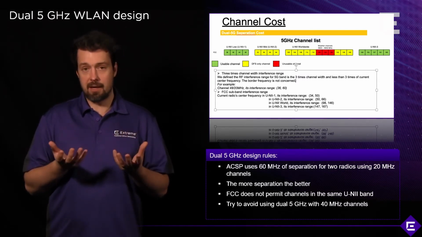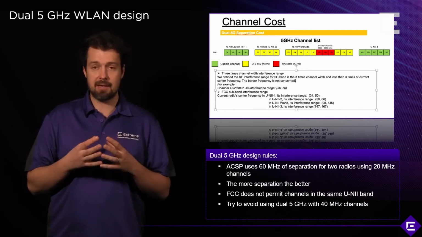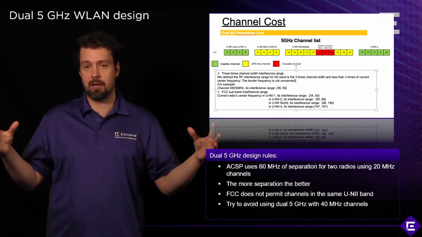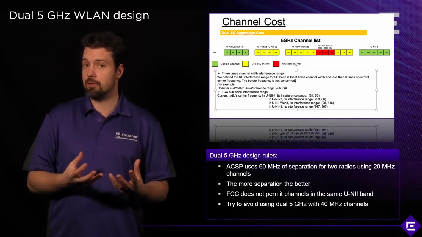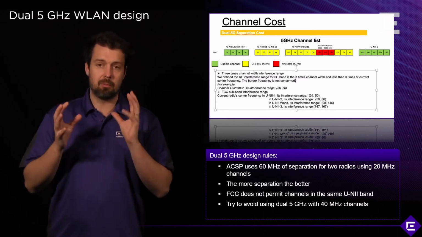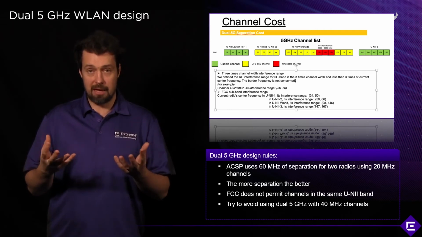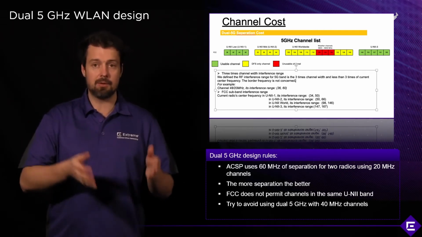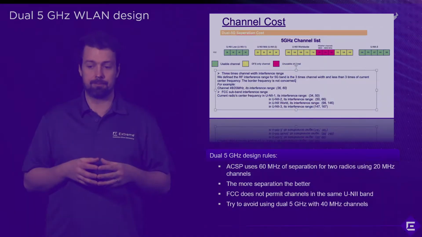And when you're designing, while you can use 40 megahertz, we said that you need 120 megahertz separation between the two channels on that same AP. So you can use 40 megahertz, but please note that it needs more separation and it's more rigid in terms of the design. So whenever possible, please use DFS channels with 20 megahertz bandwidth.